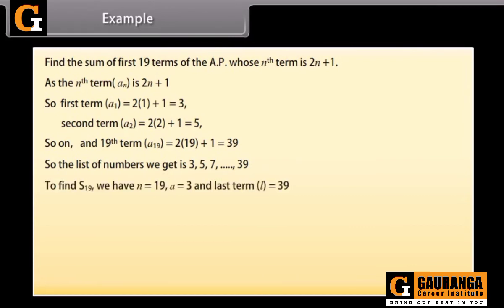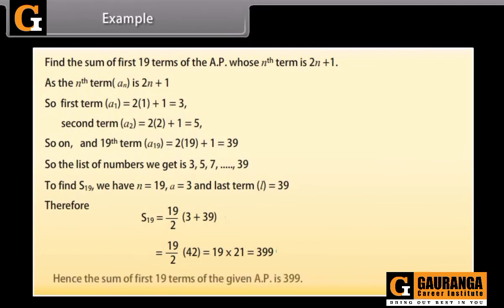Now to find S19, we have n as 19, a as 3 and L as 39. Therefore, S19 is equal to 19 upon 2 into 3 plus 39. This is equal to 19 upon 2 into 42, which equals 19 into 21, which is equal to 399. Hence, the sum of first 19 terms of the given AP is 399.